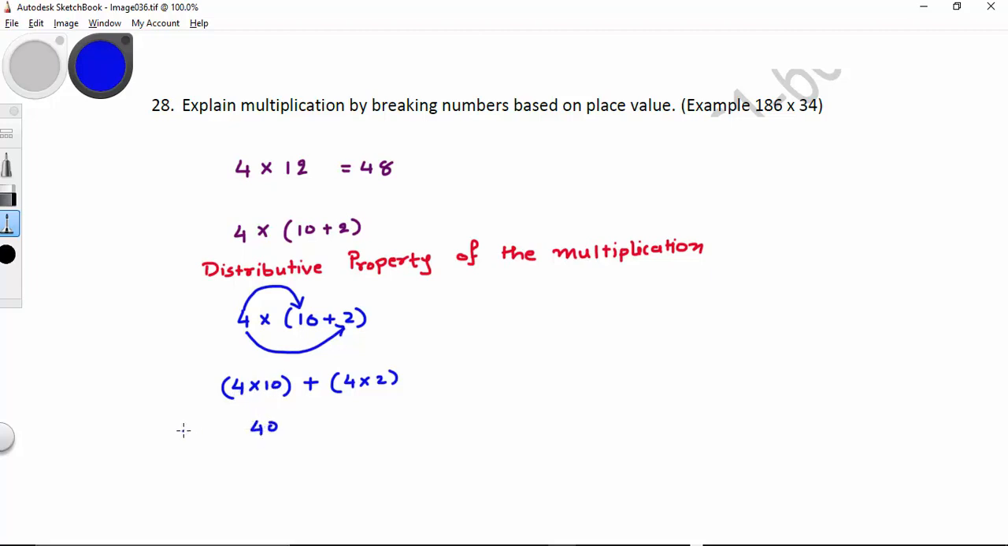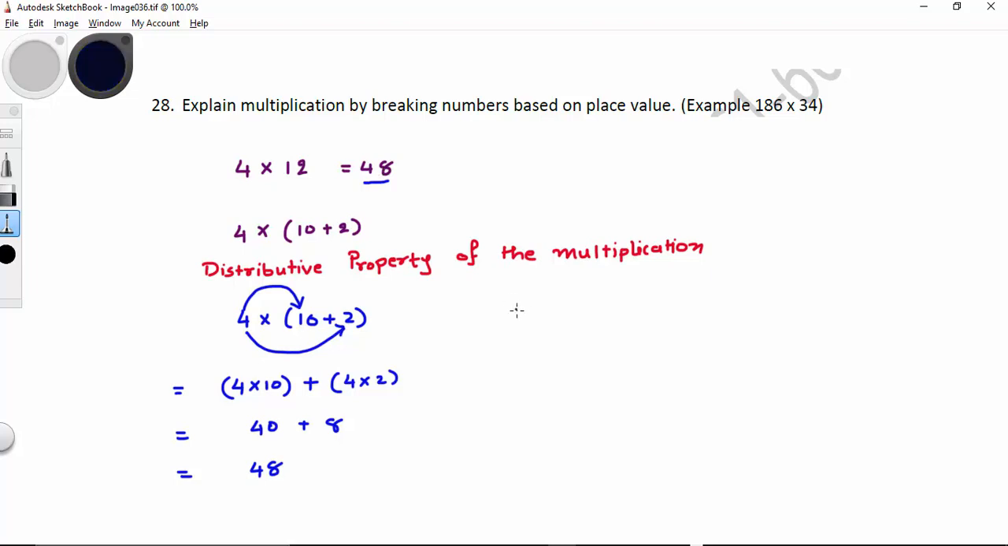Don't forget to write the equal signs, okay? 4 times 10 is 40 plus 4 times 2 is 8. That is equal to 48. Right? So we have got the same answer as here. Then why should we use this property? Because this makes it easy to multiply large numbers. Let us take one more example.